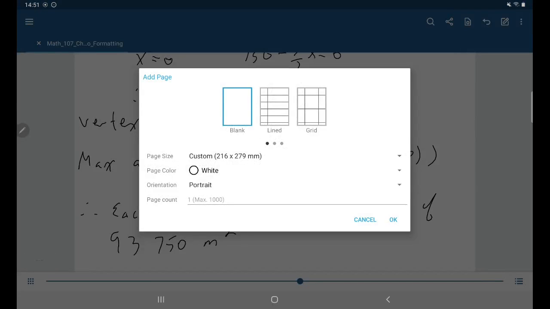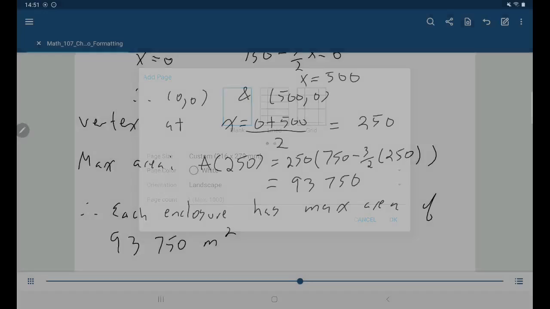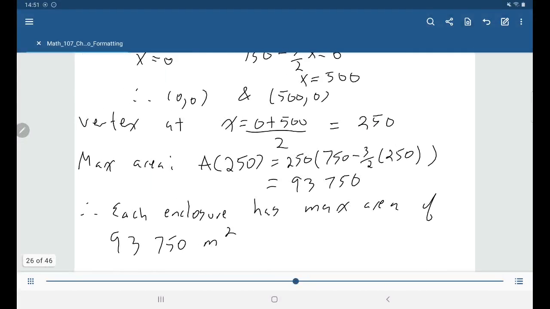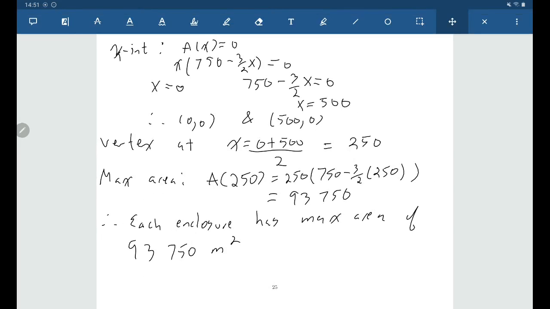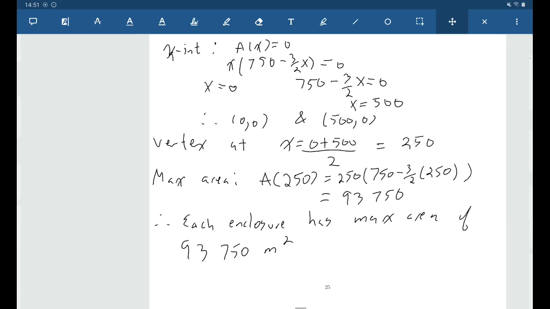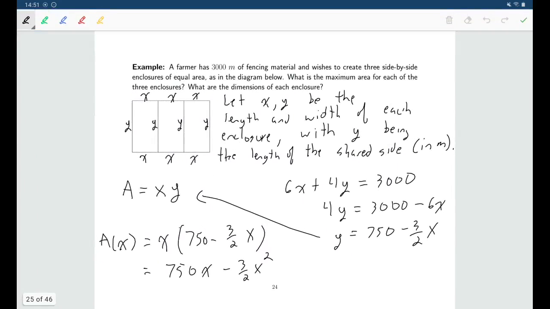Now, we're not finished yet, of course, because remember that when we're answering a word problem, we need to go back and make sure that we've answered all of the questions. So here we've given what the maximum area is for our enclosures. Each enclosure, 93,750 meters squared. But we also need to go back and remind ourselves that we were asking for two things in this question. Number one, what was the maximum area? And number two, what are the dimensions? So now we'll answer the second part of the question, the dimensions problem.